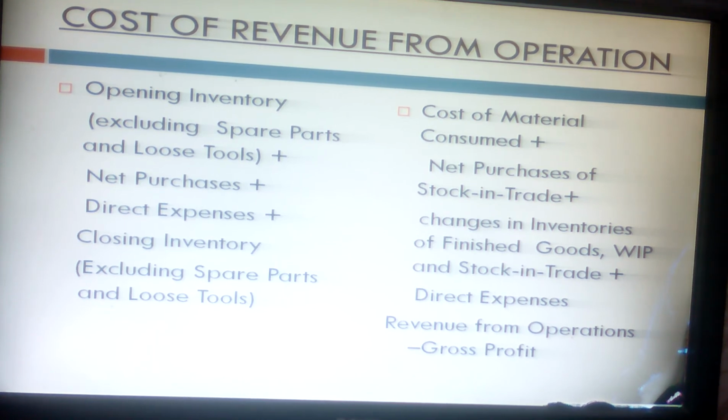Similarly, there is another calculation for cost of revenue from operations: cost of material consumed, plus net purchases of stock in trade, plus changes in inventories of finished goods, work in progress and stock in trade, plus direct expenses. The third meaning of cost of revenue from operations is revenue from operations minus gross profit. From the available information, we substitute all this information.